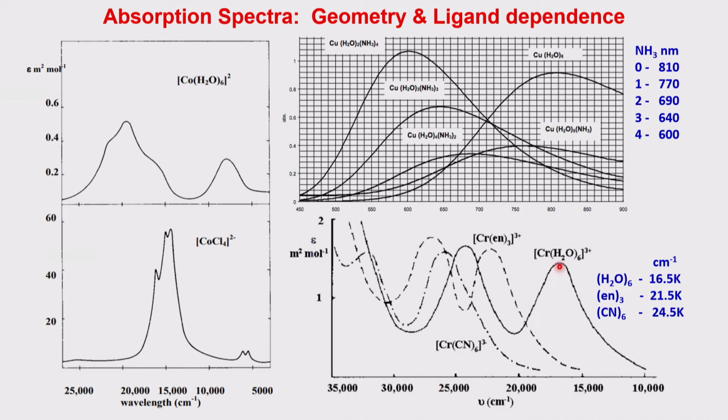So you can see the corresponding band, which is coming somewhere around 16,500 centimeter inverse, goes to 21,500 centimeter inverse in the ethylene diamine complex, and then when it goes to the cyanide, it goes to 24,500. You see, from 16 to 24, it is a 50% rise. It's called 150%. So 16 plus 8, 24.